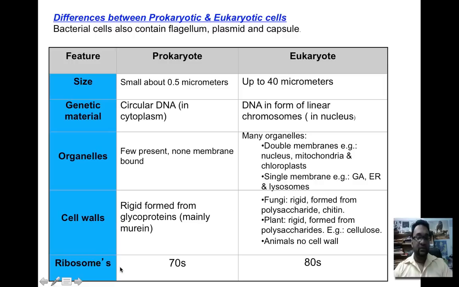And the final difference that we're going to be looking at in this table will be the ribosomes. Yes, both prokaryotic and eukaryotic cells contain ribosomes, but the prokaryotic ribosomes are slightly smaller, and they are 70S, while eukaryotic ribosomes are 80S.